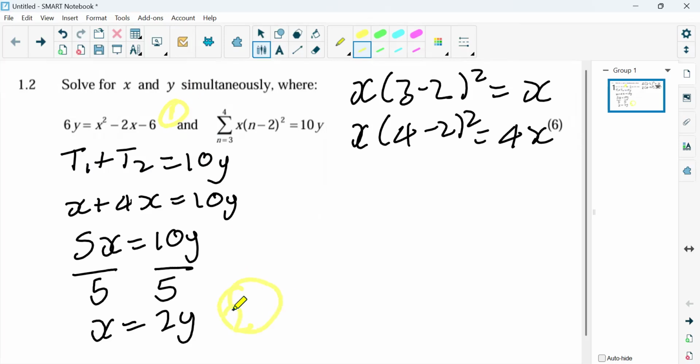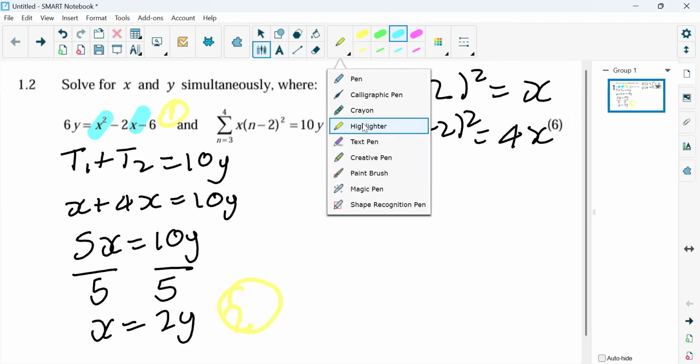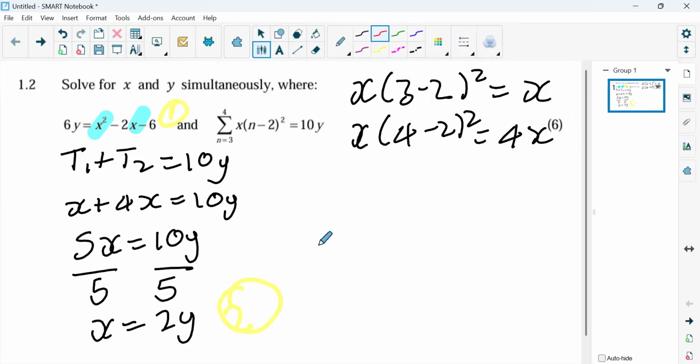Now let's go to equation number 1 and check where we see x. We're going to highlight everywhere we see x. In equation number 1 we have 6y, which is equal to x squared. Highlight the x, so it means we're going to put 2y there. Then we have minus 2 multiplied by y multiplied by x again, so we also put our x there. Then we have minus 6.